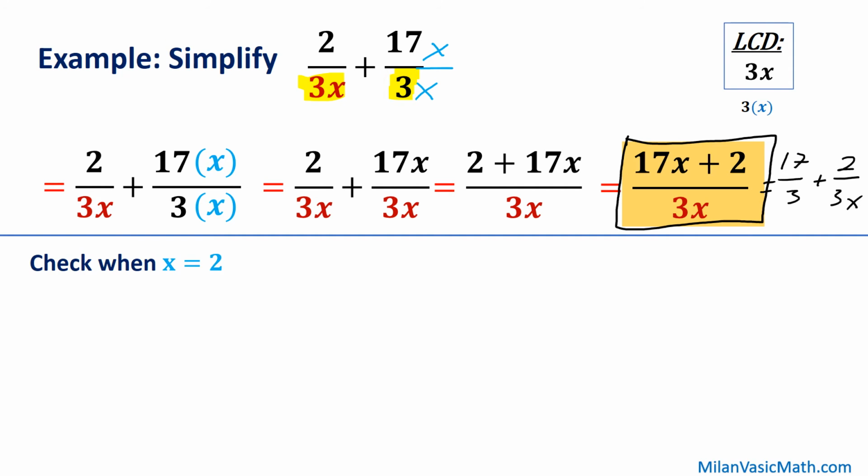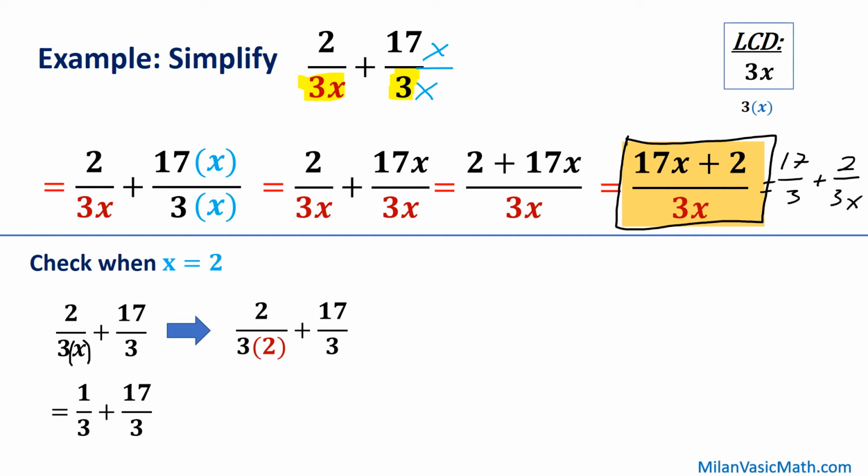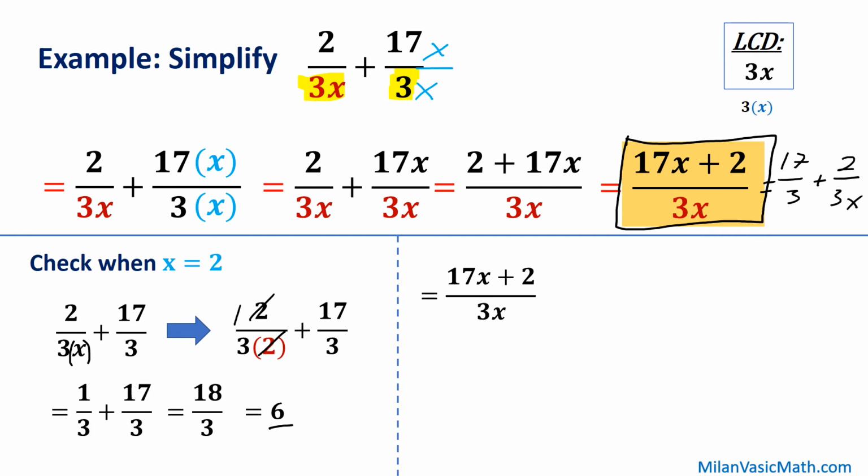All right, let's check. I'm going to check by substituting x equals 2. You could pick any number you want. I have a feeling 2 is going to be a little bit easier. So here's what I started out with, and I'm going to substitute 2. Remember, anywhere you see an x, take out the x, and substitute the number in its place. Well, we end up with 2 over 6, because that simplifies. So we have 1/3 plus 17/3 is 18/3, which is 6. All right, that doesn't tell us anything until we substitute it into the answer as well.